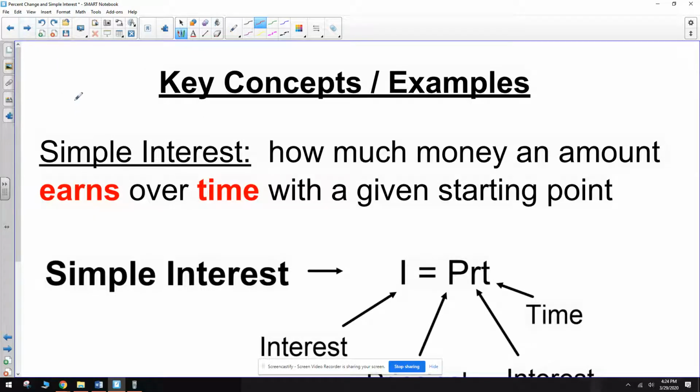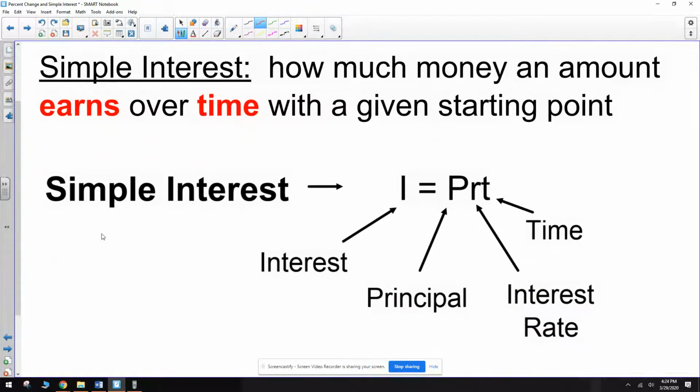Let's define what simple interest is. It's how much money an amount earns over time with a given starting point. So think of it like when I want to save money at the bank, I can put money into an account and that account earns interest over an amount of time. And when that time has passed, the bank will give me money for allowing me, or it's kind of like a bonus for them because I gave them my money to hold on to. They're happy that I used them over other banks. So they give me interest, and it's kind of like a little kickback, a little reward for choosing that bank.